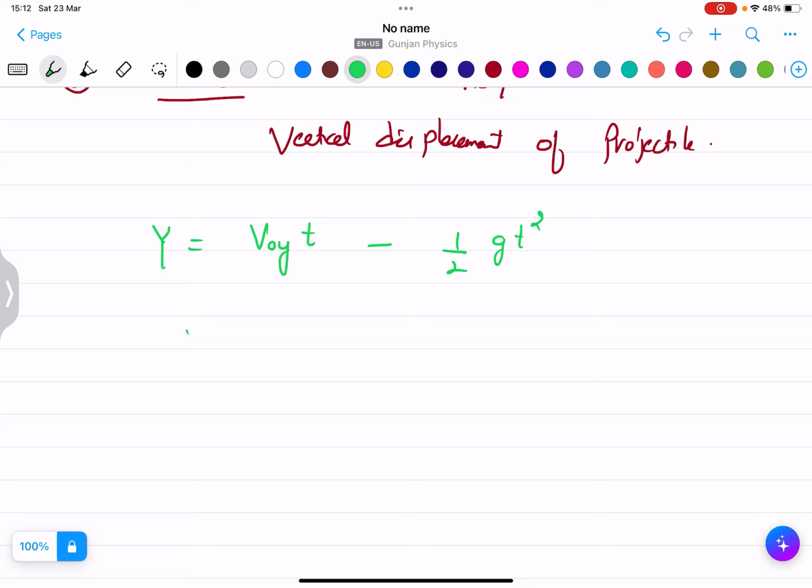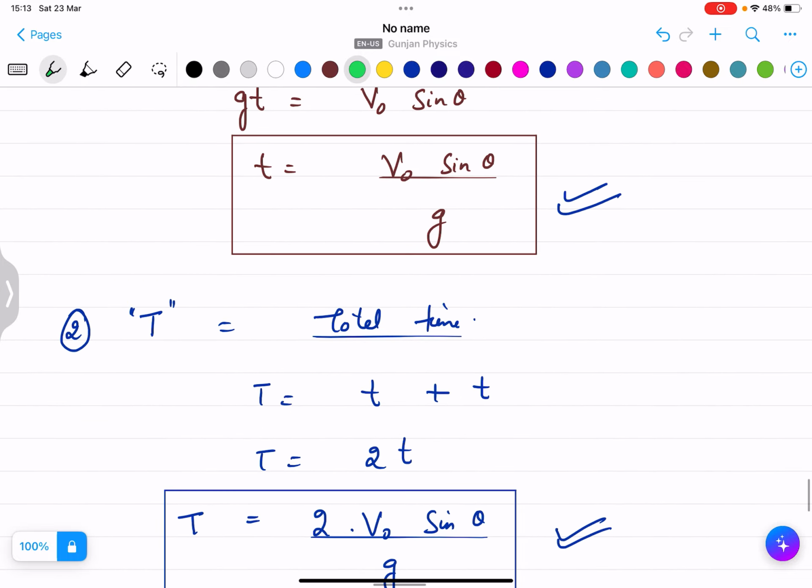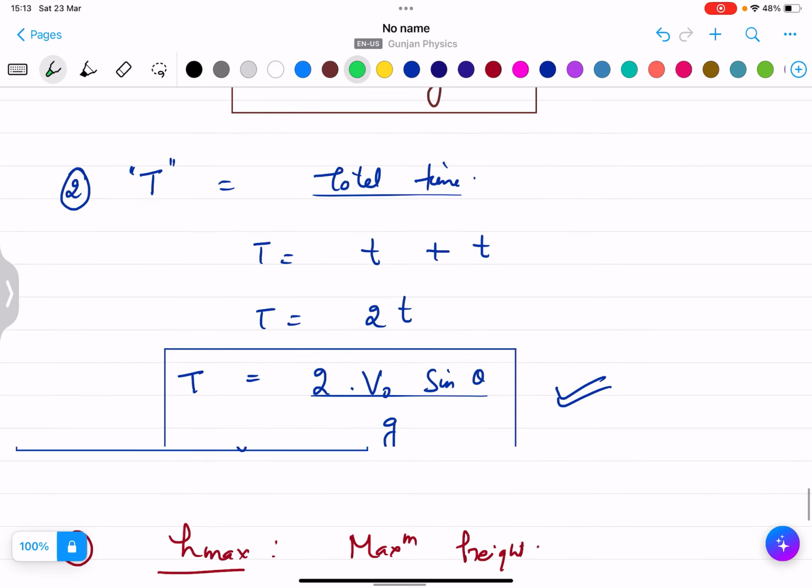So what is y now? It will be h max. Y equals h max. V naught y, we all know what that is: v naught sine theta. And t, we have found out this small t. Small t is v naught sine theta by g.